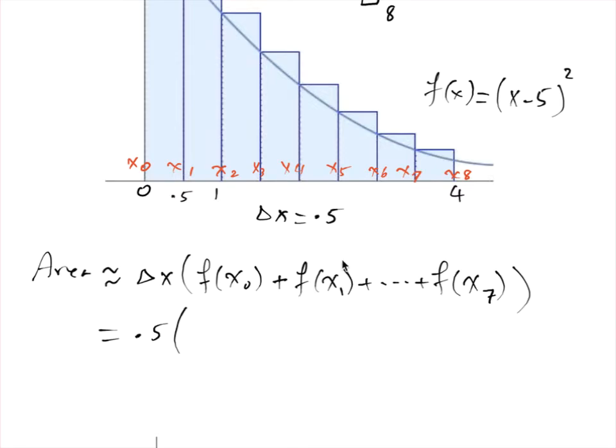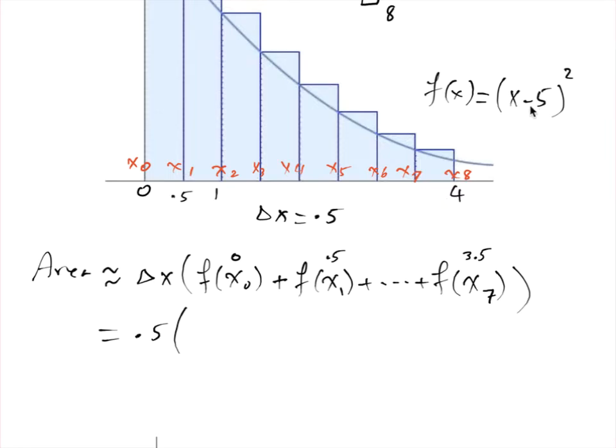So when you plug in 0 for x0, so this is the x0 is 0, x1 is half, and so on. x7 is 3.5. So the last one you plug in is 3.5, and the first one you plug in is 0.